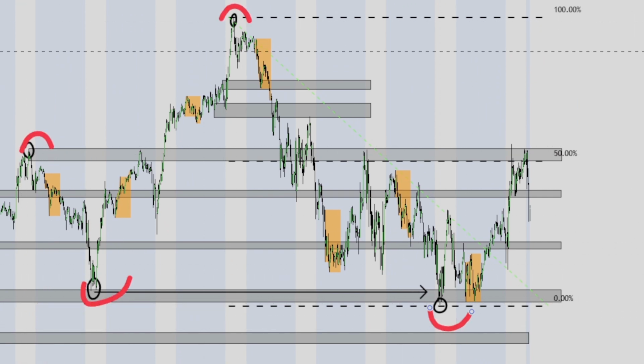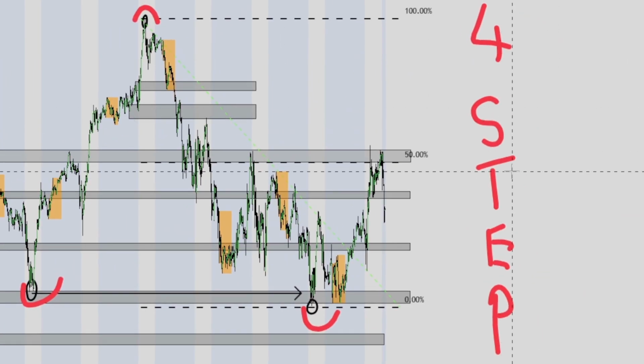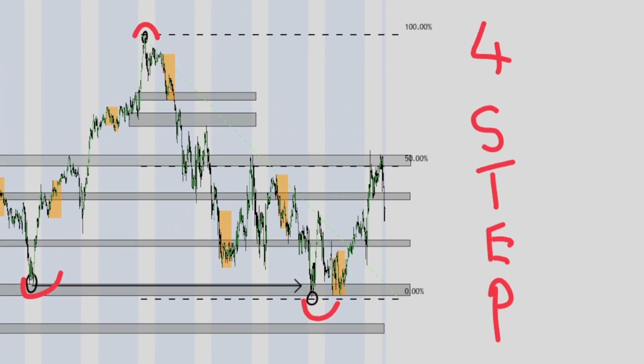For those who don't understand the 4-step positioning process, I'm just going to write it down here. This is the 4-step positioning process. What this stands for is structure, targeted liquidity, equilibrium, and price imbalance. You want to master all 4 of these in the pre-market plan.